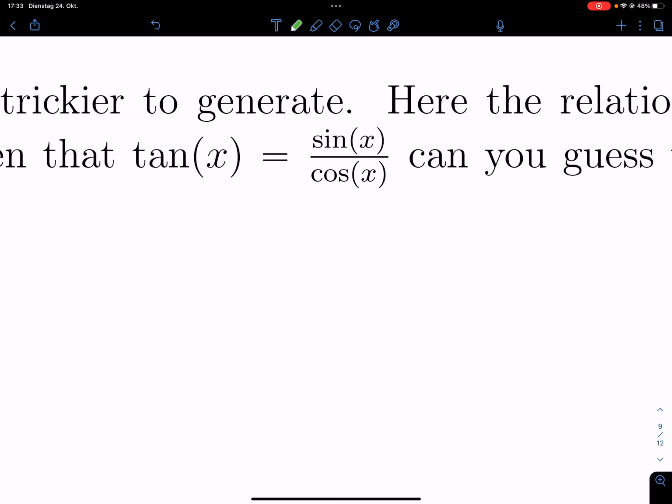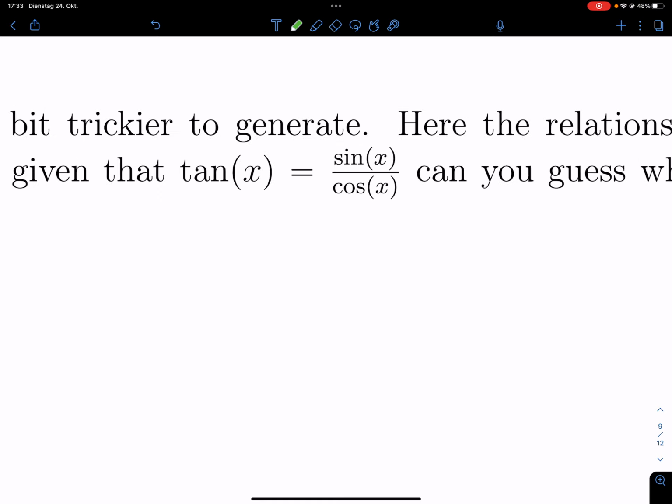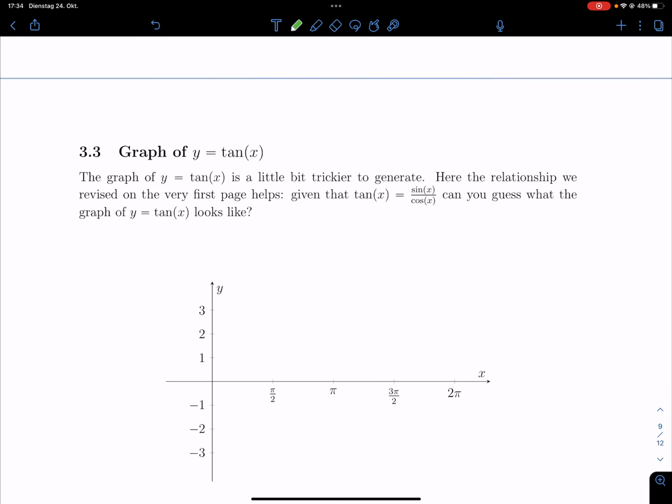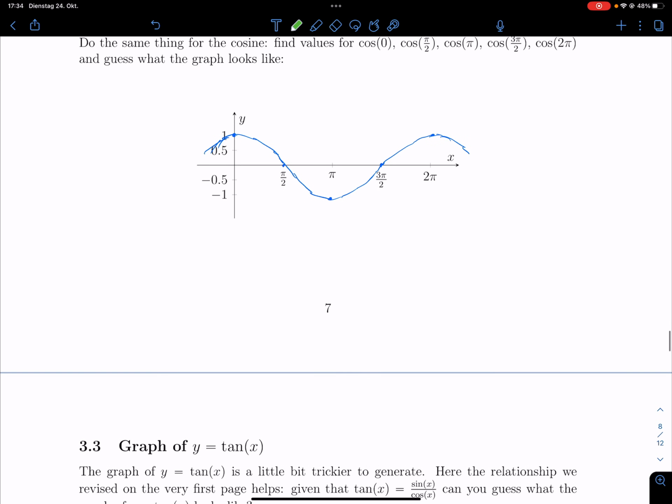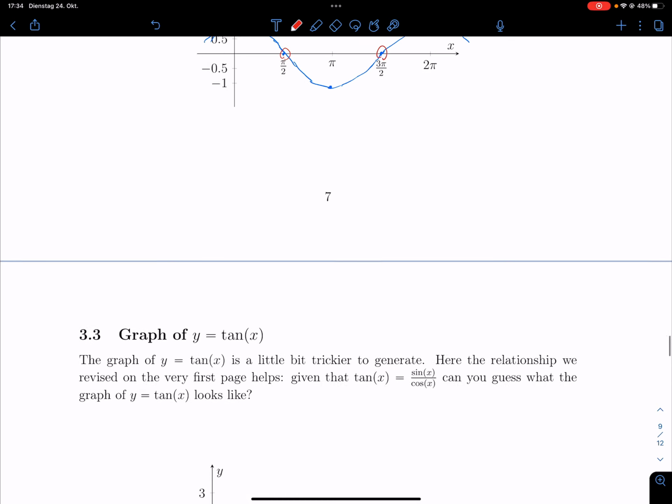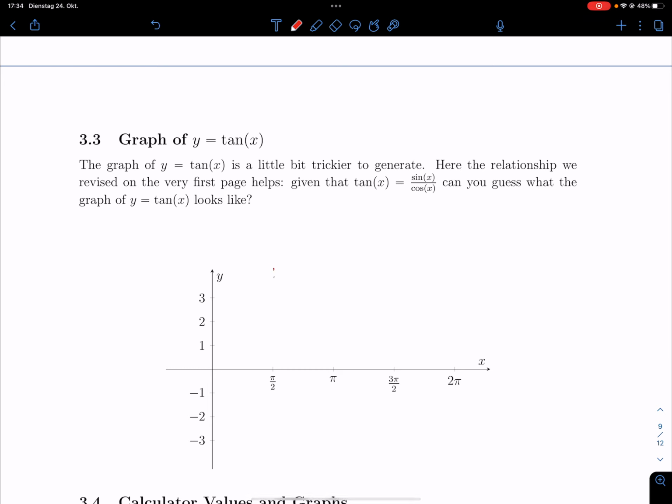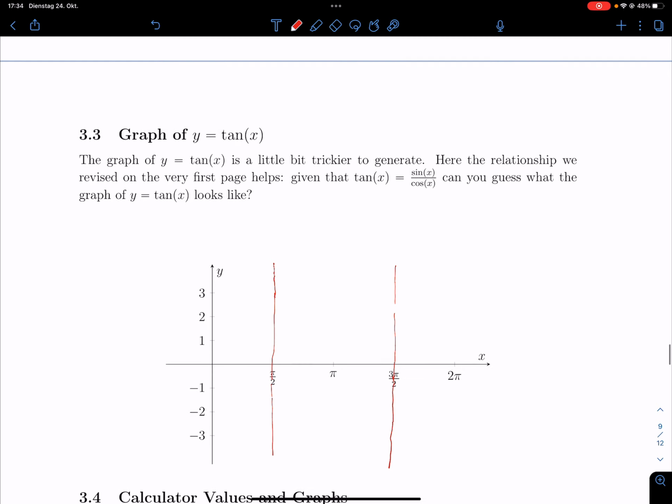Here you've got to remember that tangent is sine over cosine, and if you divide by something such as cosine of x here, you always have problems when you would divide by 0. Cosine of x is 0 at the following values. We know here at pi over 2 and 3 pi over 2. And intuitively you can say this creates sort of no lines where you're not allowed to cross. The fancy mathematical term is asymptotes.